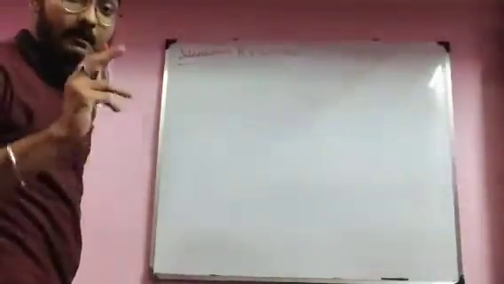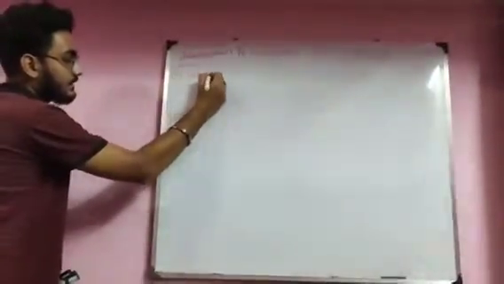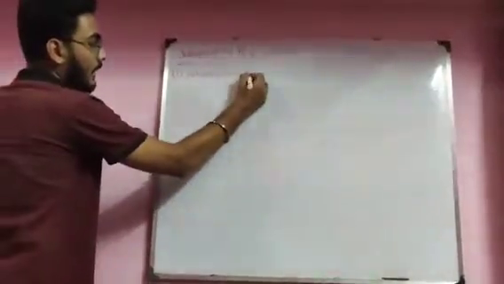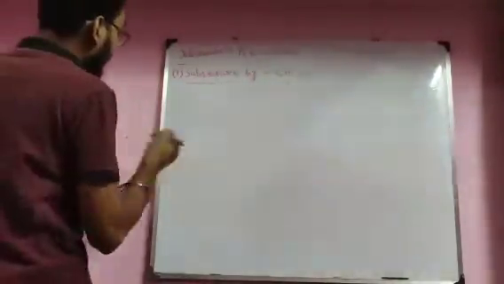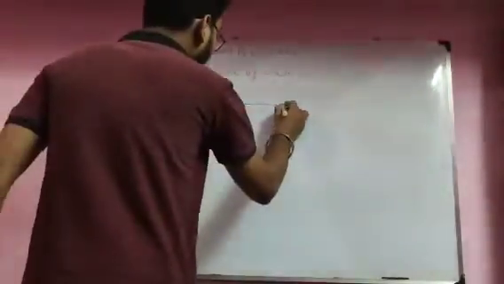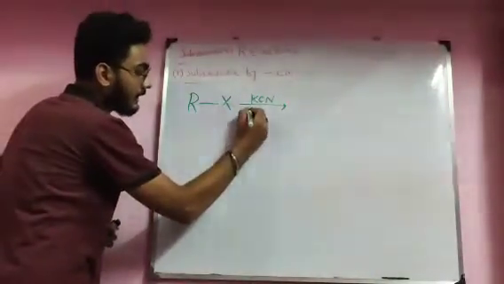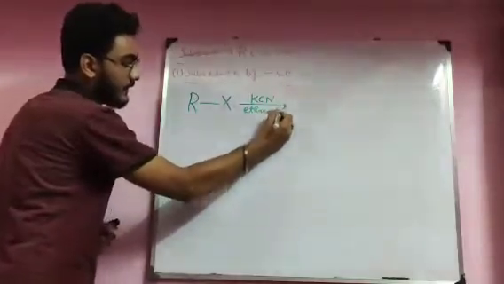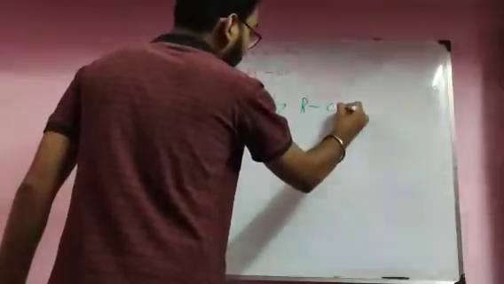First, substitution by the cyanide group. What is the reaction? R-X, if we give potassium cyanide, KCN, with ethanol and heat, this is the reagent, then the product will be R-CN.